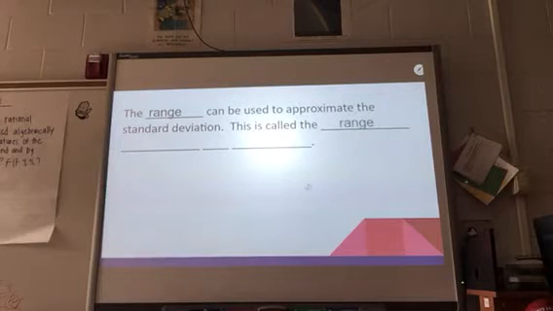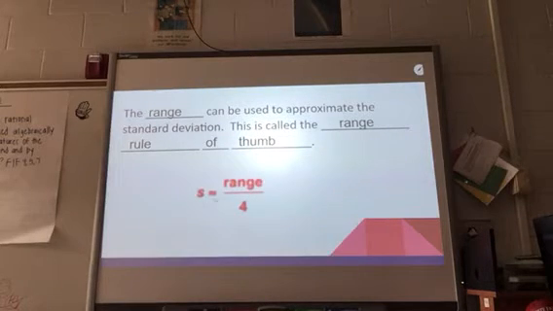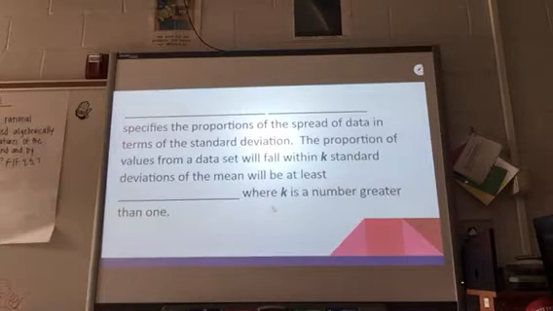The range can be used to approximate the standard deviation. This is called the range rule of thumb. So you take the range divided by 4. That's a quick estimate of the standard deviation.